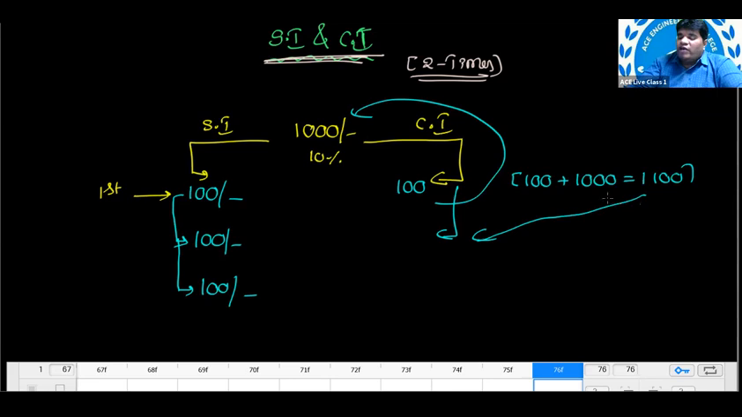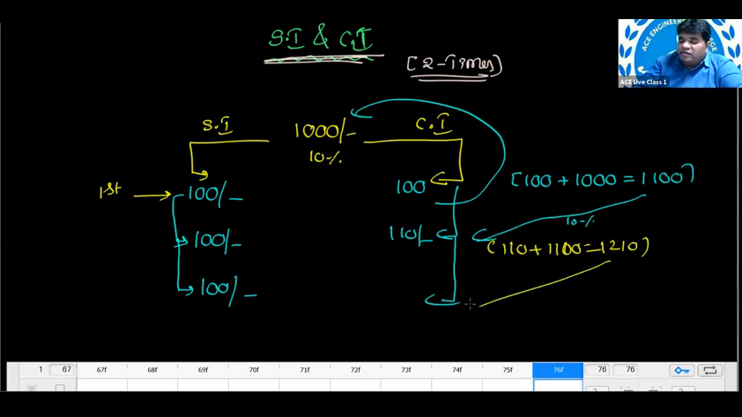So on 1,100, 10% is calculated again, which is 110. This 110 is also not paid, so it is added to the previous amount, and the total becomes 1,210. So the answer is 121 rupees of compound interest over two years. Once again, I'll explain the concept.